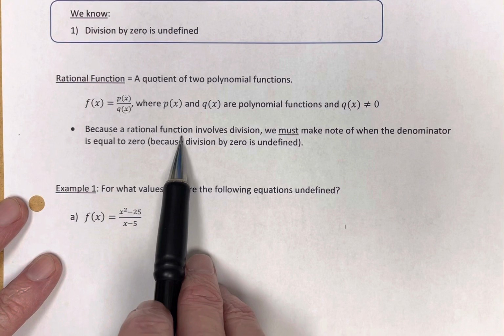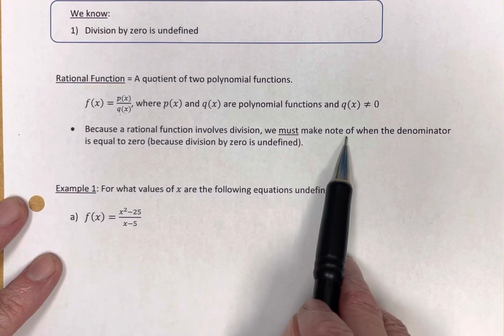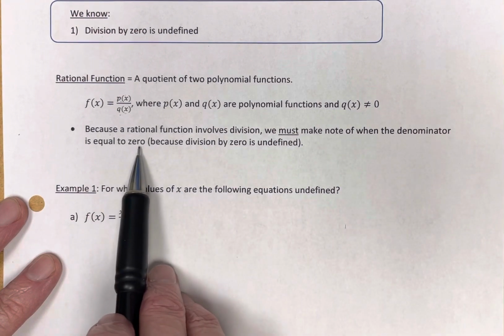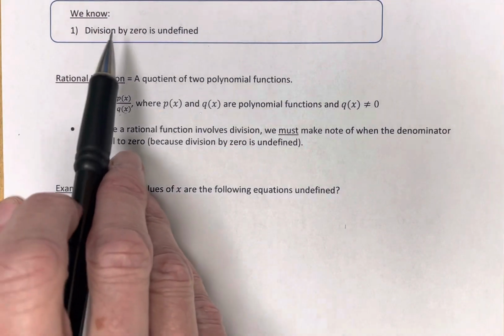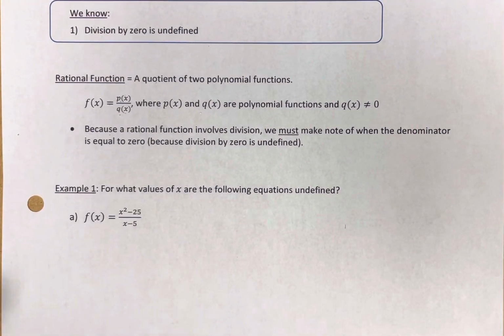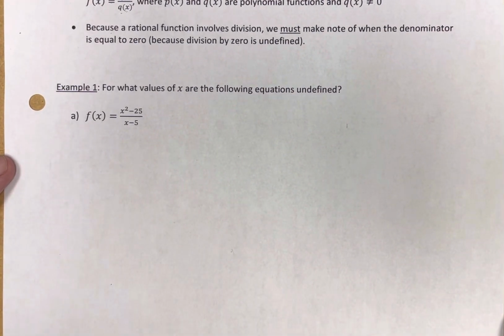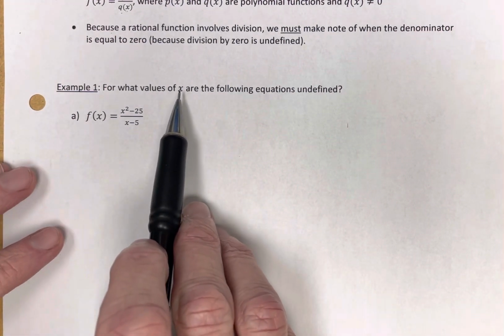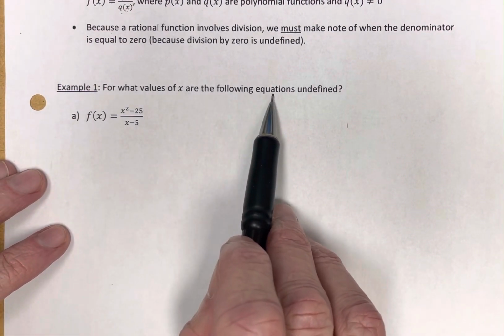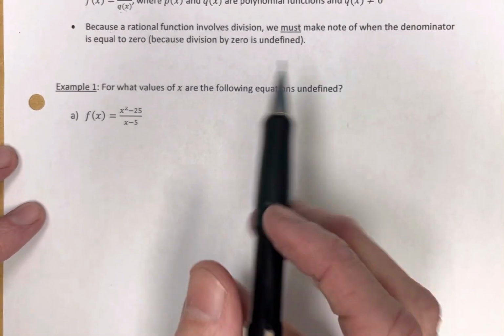Okay, because a rational function involves division, we must make note of when the denominator is equal to zero, because division by zero is undefined, as we spoke to up here. Let's take a look at a couple of examples of how this plays out for us. For what values of x are the following rational functions undefined?